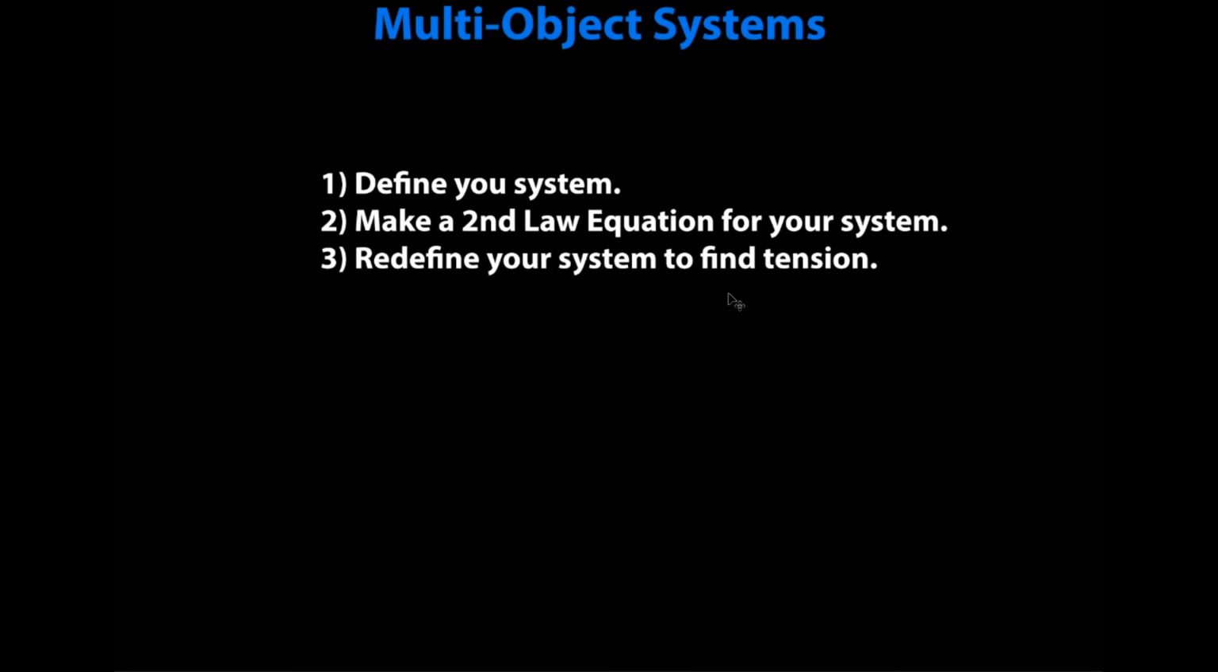3, redefine your system, define tension. After you redefine your system, you're going to go back to step 2 and make a second law equation again. And when you redefine your system, you need to slice that rope in half to get one side of the tension, but not the other, so it does not cancel anymore. That's the key.